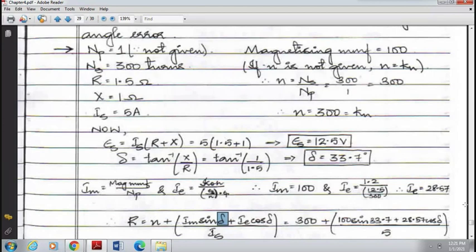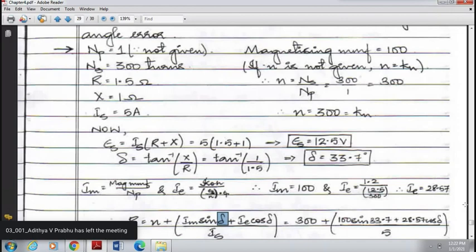Ma'am, that's wrong value, ma'am. 315.85. ಅದು ಕರೆಕ್ಟ್ ಇದೆಯಾ? ಚೆಕ್ ಮಾಡಿದ್ರಾ? Yes, ma'am. Others, see whether you're getting 379 or 315. Anybody from girls side who have tried? Girls? What is the answer you're getting, 315 or 379?